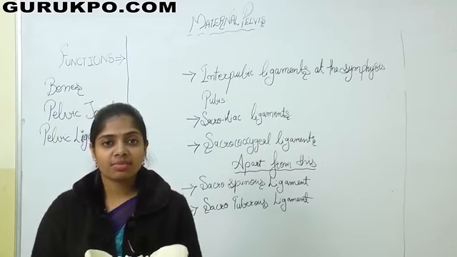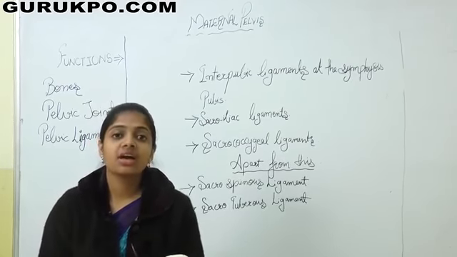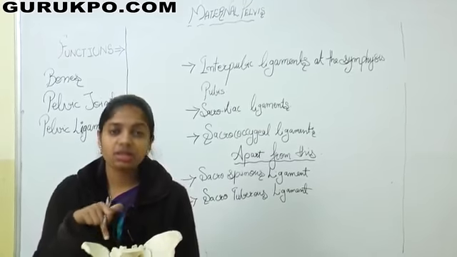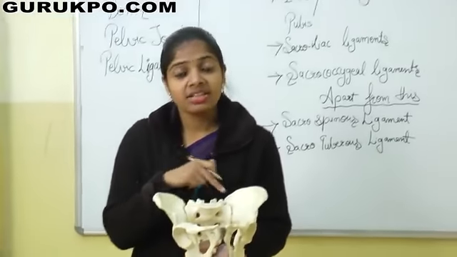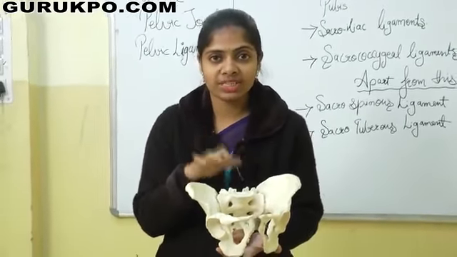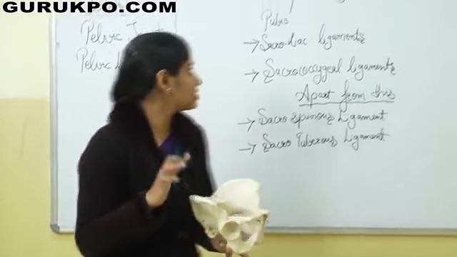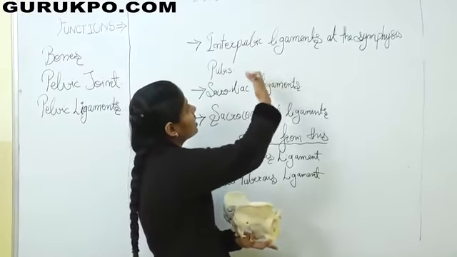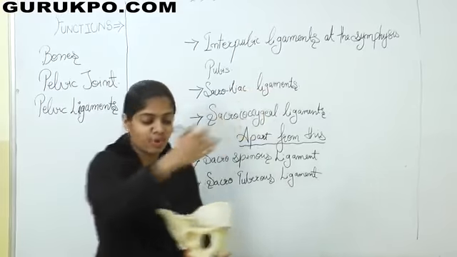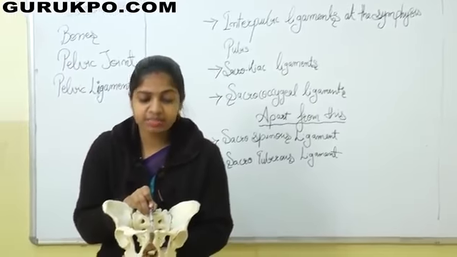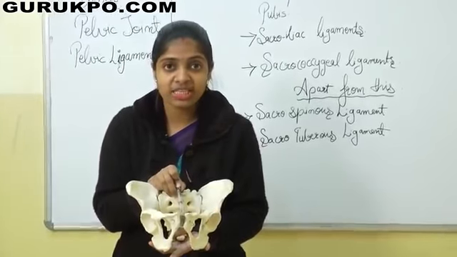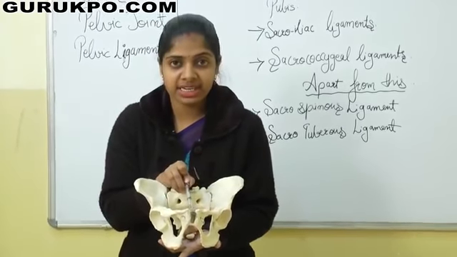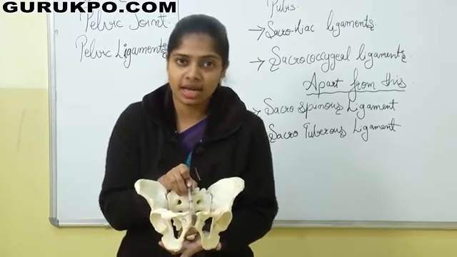Now we will discuss the ligaments in the pelvis. As we all know, where joints are present in the pelvis, ligaments are also present. So the first ligament is the interpubic ligament at the symphysis pubis. As we know, one pubic joint is there, the symphysis pubis, so there will be a ligament present here, which is the interpubic ligament.